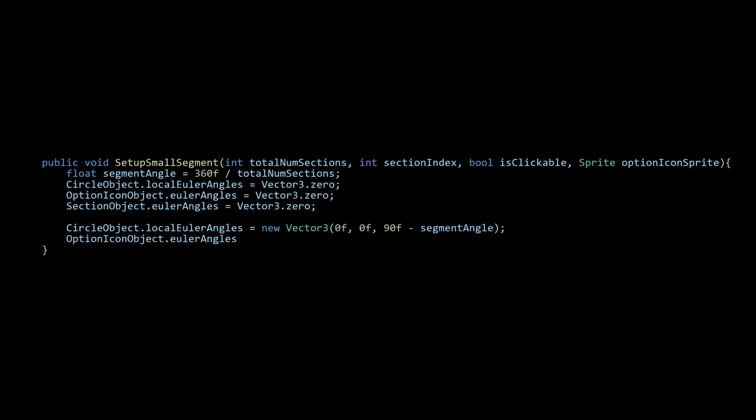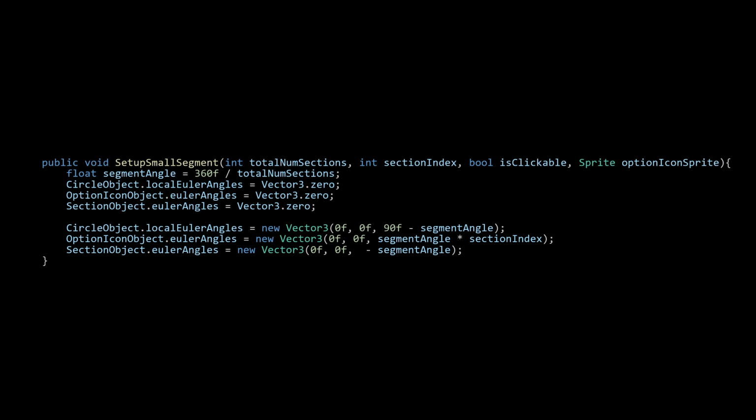Now the icon image object. We start at 0 and we need to rotate this by the segment's angle as well. But we need to keep rotating depending on which segment we are. Further along segments need a bit more rotation. So we just rotate by the index. Now let's set the section object rotation itself. We start with the 0 rotation. We need to rotate this also by the segment angle. But we want to rotate backwards so that our segments are ordered clockwise. And again, keep rotating if we are further segments.